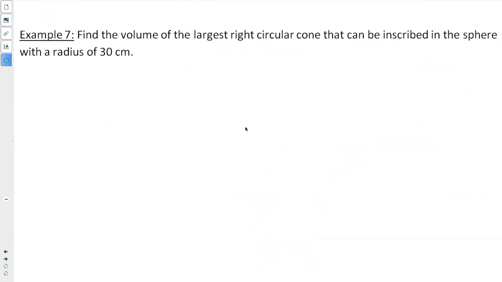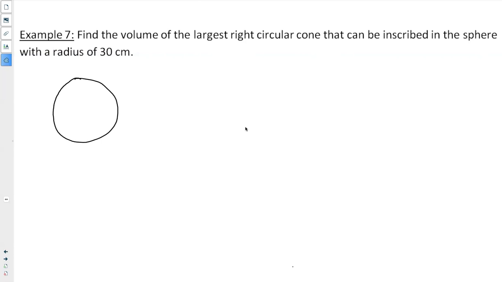All right, so this next one here, we are finding the volume of the largest circular cone that can be inscribed in the sphere with a radius of 30 centimeters. So sphere with a radius of 30 centimeters means that to any point in the center of that sphere, it is 30 centimeters to get there, right? All right.